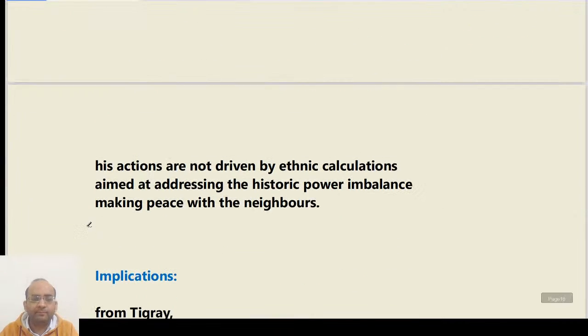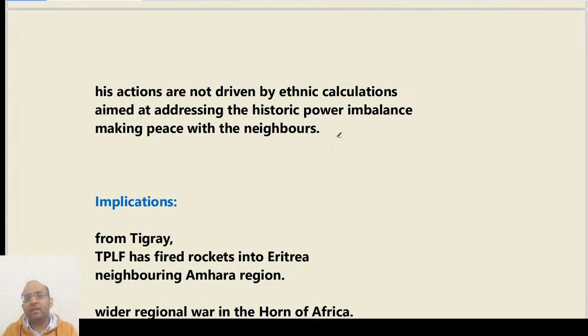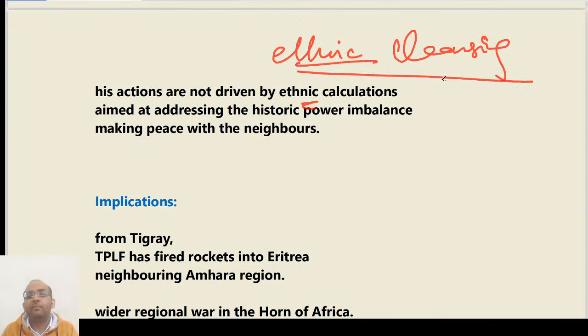The Tigray region would be the ultimate sufferer. Its people would suffer the most. And the Ethiopian PM is saying that we are not doing this for any ethnic calculation. What does it mean? We are not doing any ethnic cleansing. We are not against the Tigray population. We do not want the Tigray population to get wiped out from Ethiopia. We are not the Hitlers. We are just doing a historical power imbalance correction. Earlier, power was tilted towards Tigray people. Now it has been restored to other ethnic communities in Ethiopia.